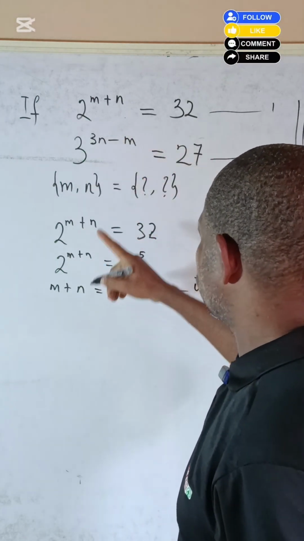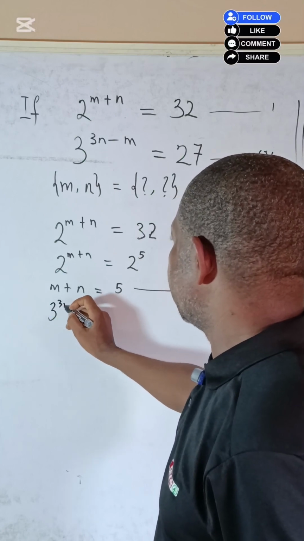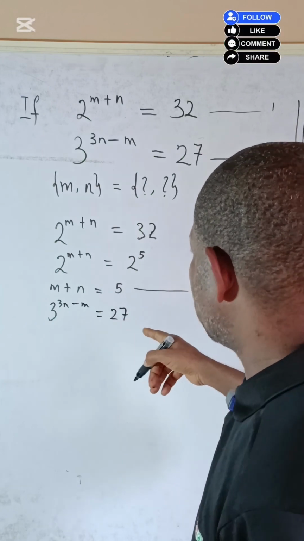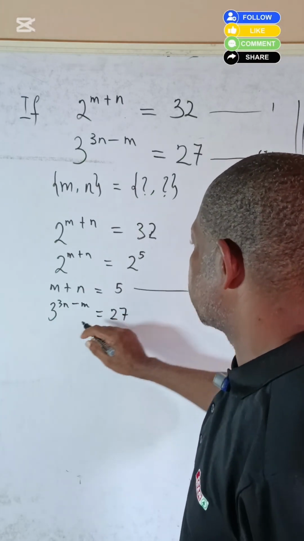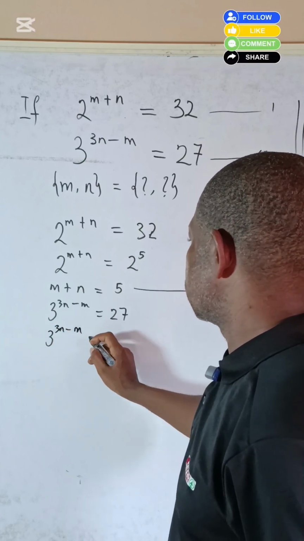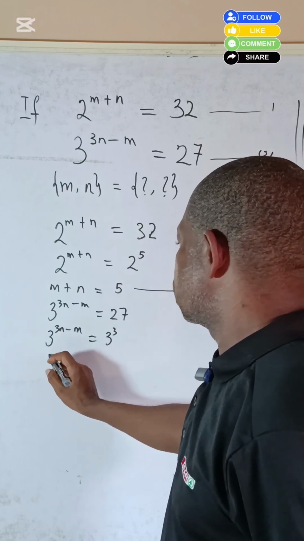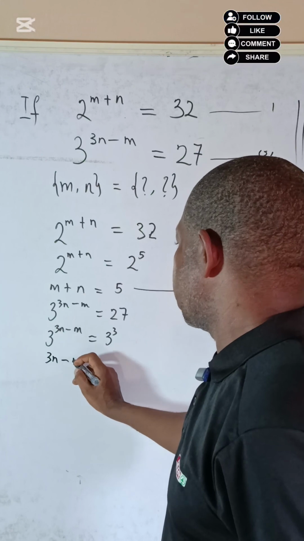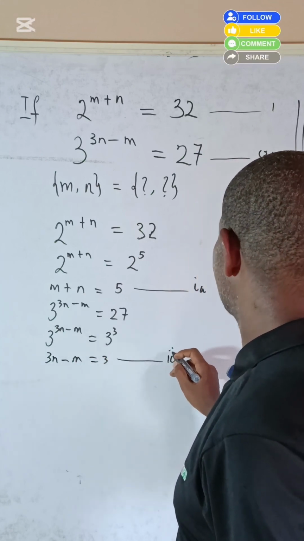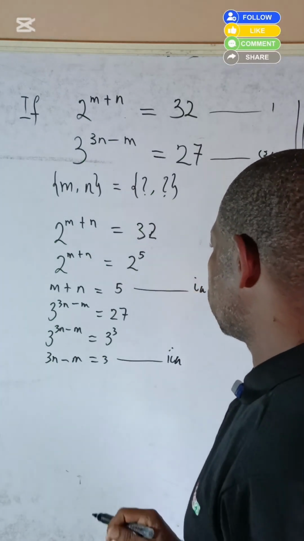Then let's do the same thing to equation 2, which is 3 to the power 3n minus m is equal to 27. 27 can be written as 3 to the power 3. So we can have 3 to the power 3n minus m is equal to 3 to the power 3. Again, we equate powers. So we are going to have 3n minus m is equal to 3 as our equation 2a. Let's bring those two equations and solve them together to get the values of m and n.